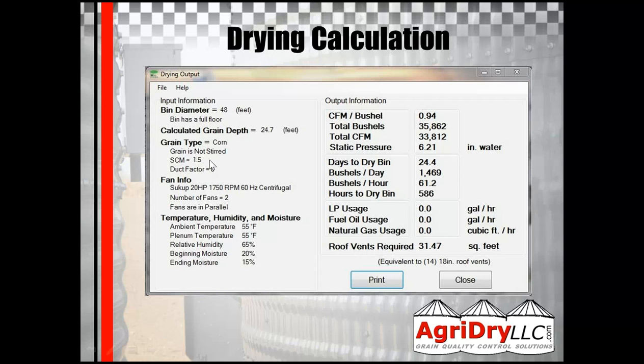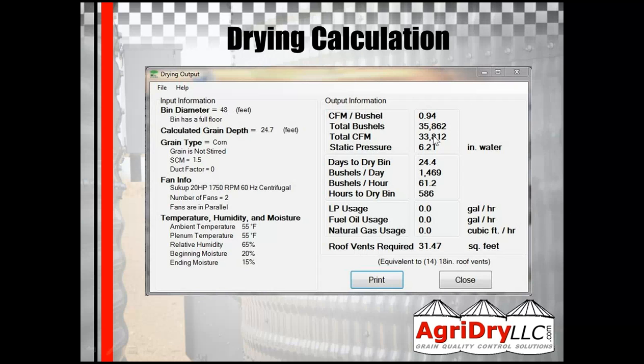But I just programmed in some bin specs. This bin had two 20 horsepower low-speed centrifugal fans. All right. And you put in some temperature and humidity ranges, all right, and the beginning moisture of 20% and 15% of an ending moisture. And so this bin is set up, when it's completely full, not quite 1 CFM per bushel, but pretty darn close. I mean, 0.94 is real close. We look at the total bushels that this bin has. It's 35,800.